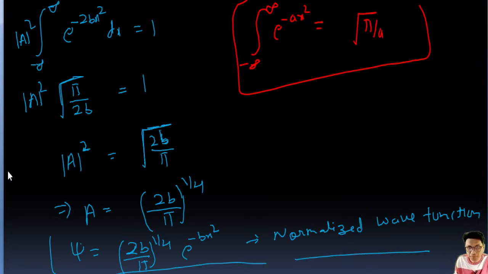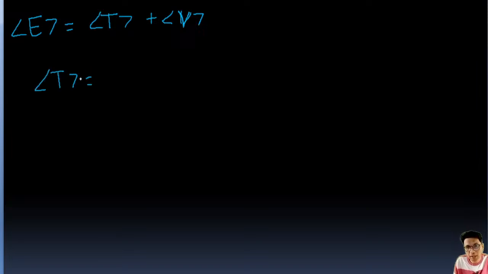So next we need to find the expectation value of the ground state energy. We need to find this E, which we can write as the expectation value of kinetic energy plus the expectation value of potential energy. First we will find the expectation value of kinetic energy.